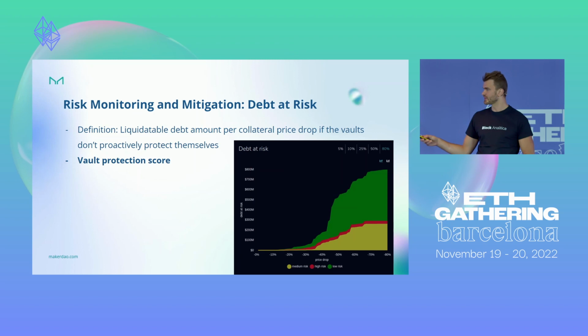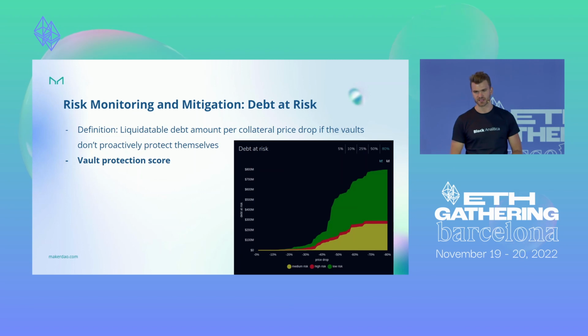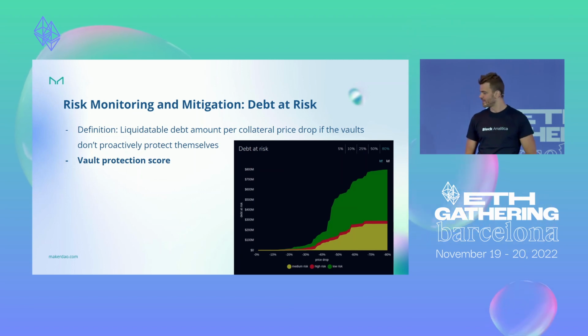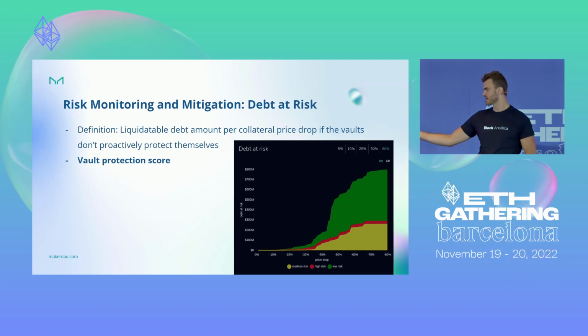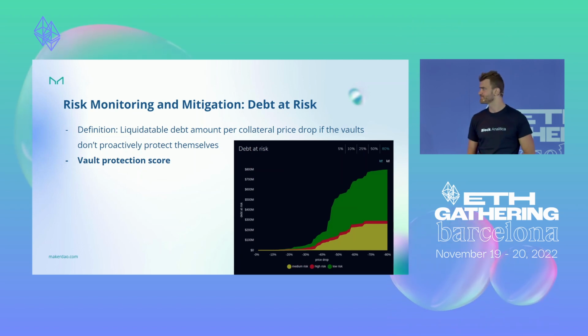And then we also split it by vault protection score, which is basically a heuristic model that looks at both the current state and the historical behavior of vaults and how well they protected themselves in the past. And that's when we can have a better measure of how risky the current exposure is. The higher the percentage of high risk, which is the red one here, and the higher the debt is, the more risky the current exposure is.